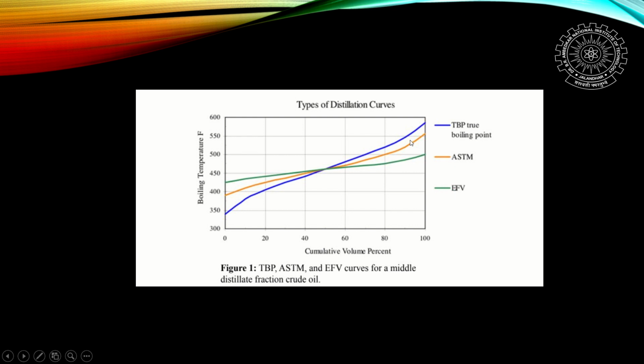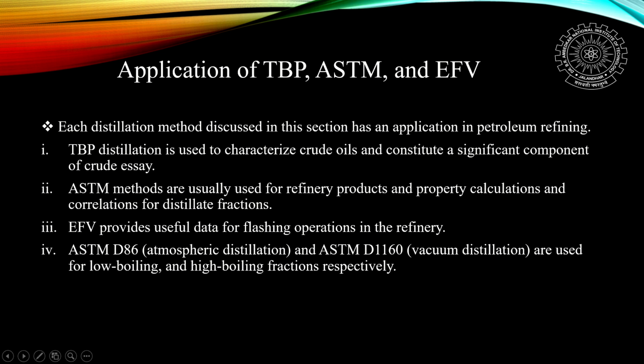Now we'll move on to the applications of TBP, ASTM and EFV distillation. Each distillation method that I have discussed has an application in petroleum refining. The first one, TBP, true boiling point distillation, is used to characterize crude oil and constitutes a significant component of the crude assay. And ASTM methods are usually used for refinery products and for property calculations and correlations for distillate fractions.